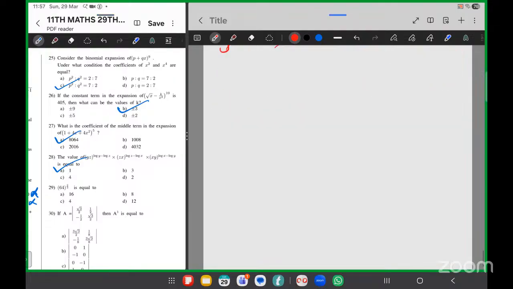Question number 29. 64 raised to 2 by 3. How much is 64? 2 raised to 6 raised to 2 by 3. 6 by 3 is 2. 2 raised to 4 how much will come? 16. Answer is option A.